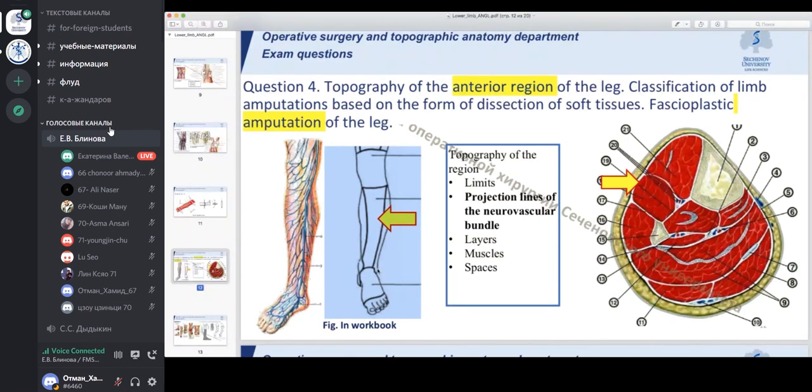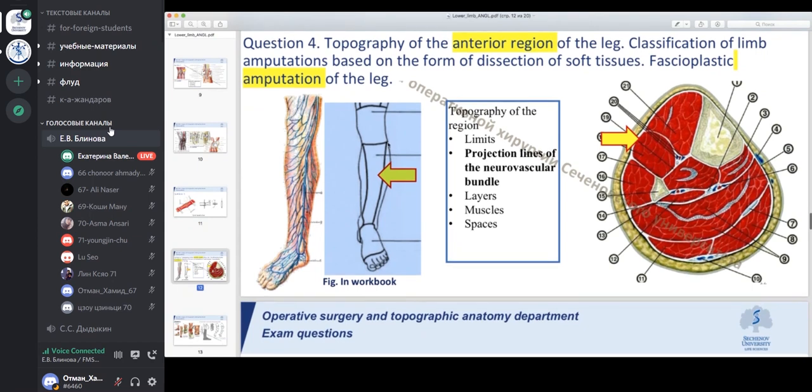lateral malleolus. And these lines divide the leg into the anterior region of the leg and the posterior region of the leg. This is a transverse section. Here you can see the anterior region, and here is the posterior region of the leg. And next, you should name the layers of the anterior region of the leg.